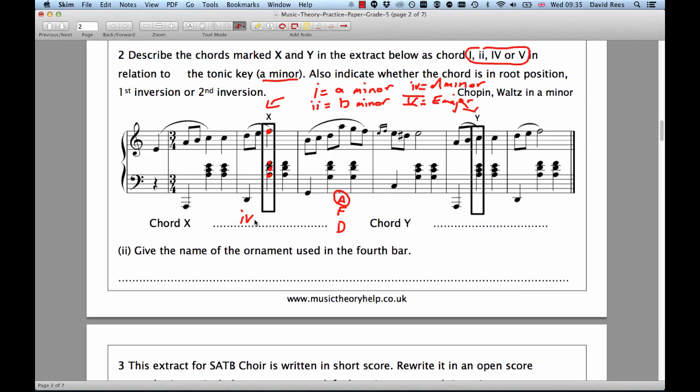And the way we notate a second inversion is just to write a small c next to our chord symbol, and that will complete this first chord. I think that's a chord of 4c.